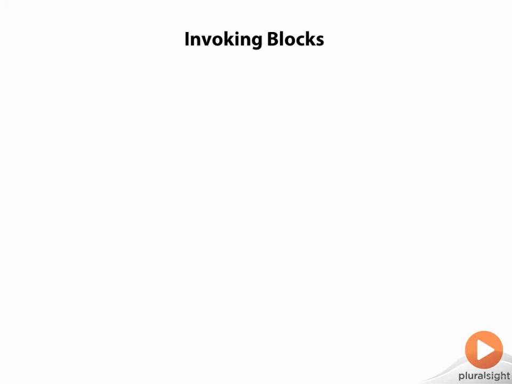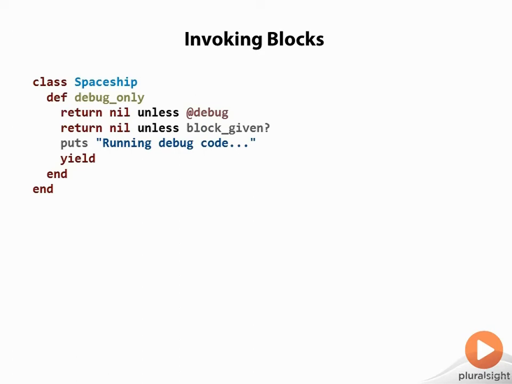So far, I've been using blocks, but I haven't shown you how to write a method which can take a block argument. Let's rectify this. In the simplest case, you can just use the yield keyword to execute the block at some point in your method. For example, I could write a method which takes a block of code and executes it only in debug mode. Let's go over this method line by line.